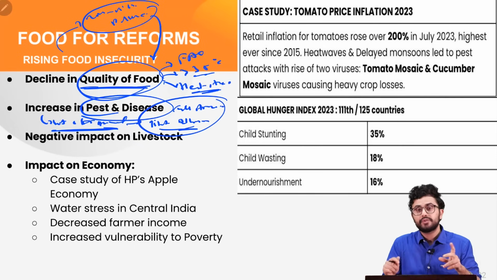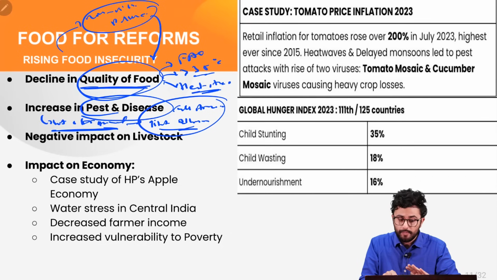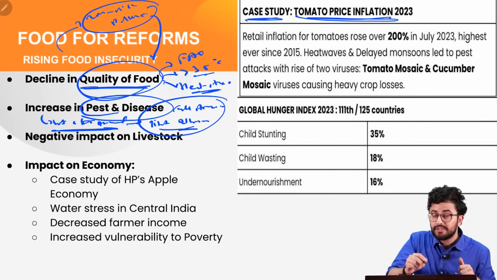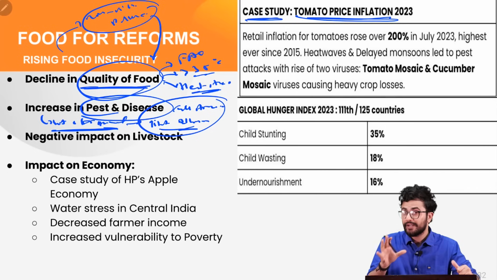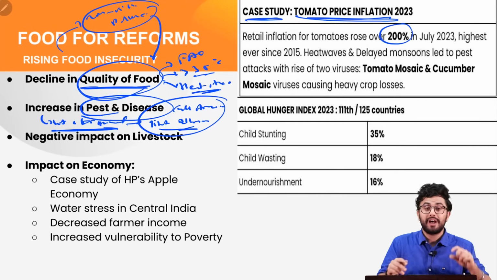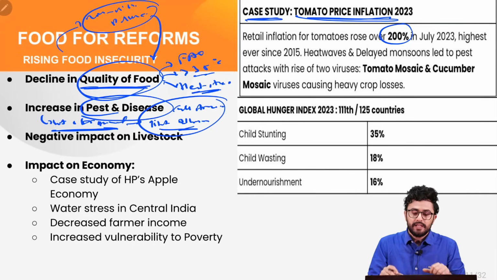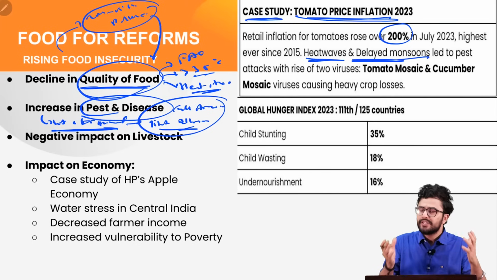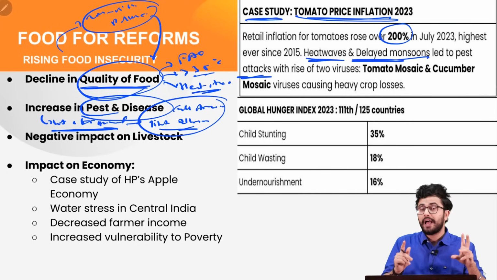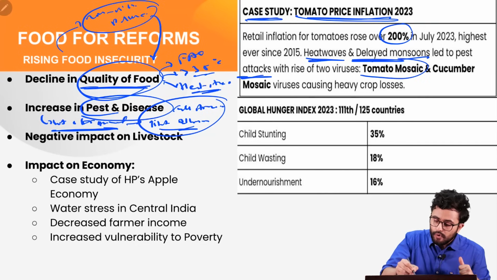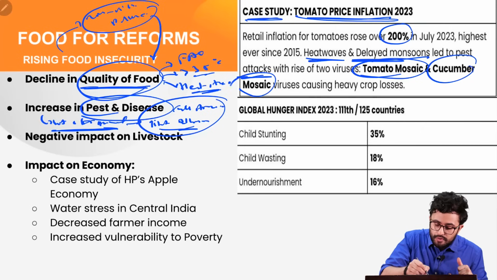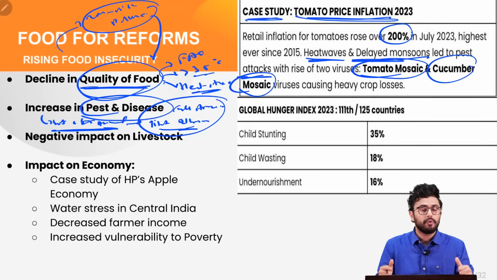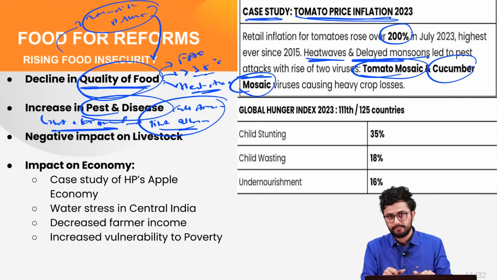All of these are actually impacting the productivity of the crops, which can also be seen from the case study here, where there was a tomato price inflation in 2023 and the prices soared up to 200%. The major reason for that was heat waves and delayed monsoon, which led to the pest attack with the rise of two viruses. One was tomato mosaic and the other was cucumber mosaic, which ultimately impacted the tomato crop and led to the heavy inflation.